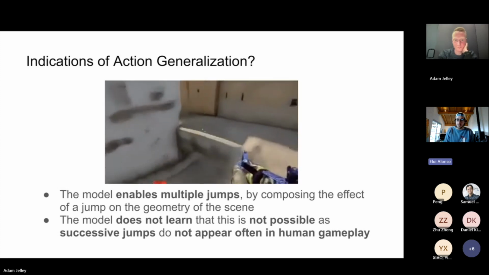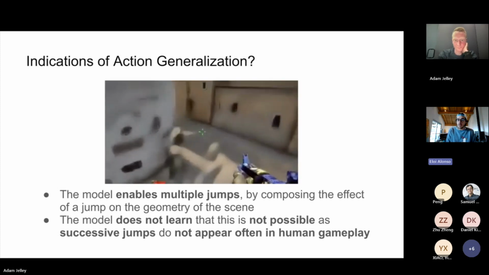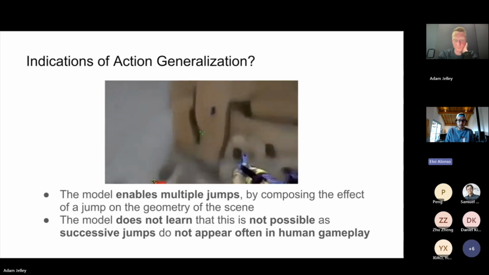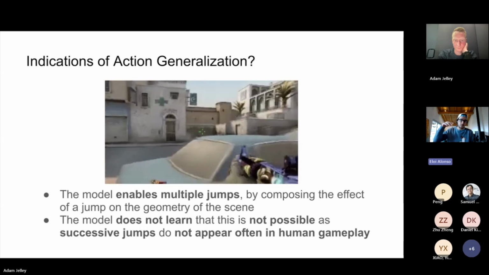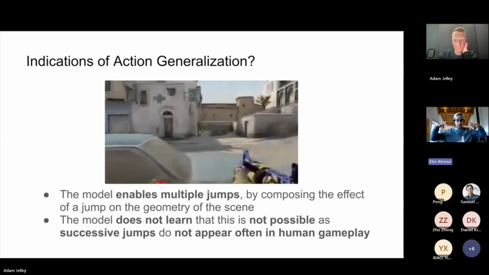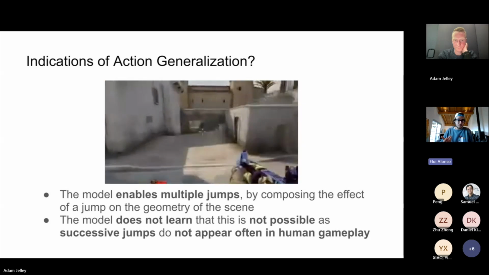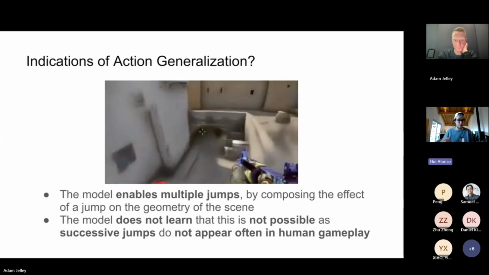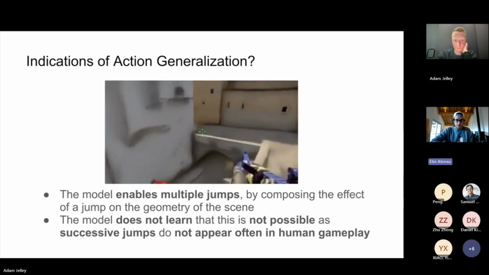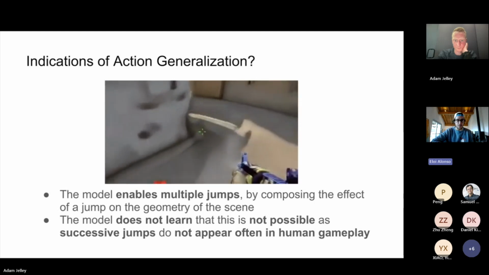That's quite interesting because we could imagine that the model would have learned the effect of a jump at every place of the map and just learned that by heart. But the fact that it lets you jump several times in a row like that and move the 3D geometry of the scene indicates that it integrates a general pattern of what jumping means. So we found that failure mode very interesting.